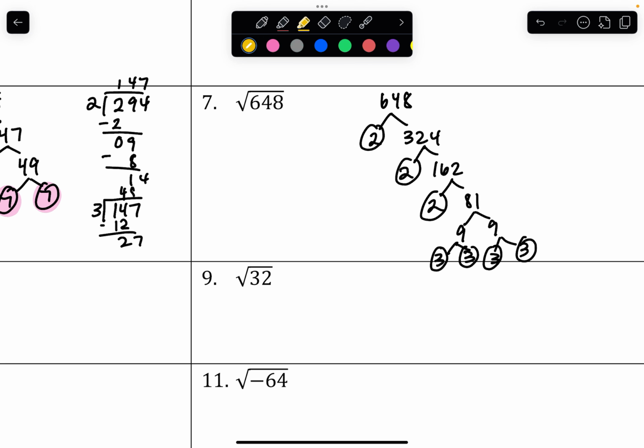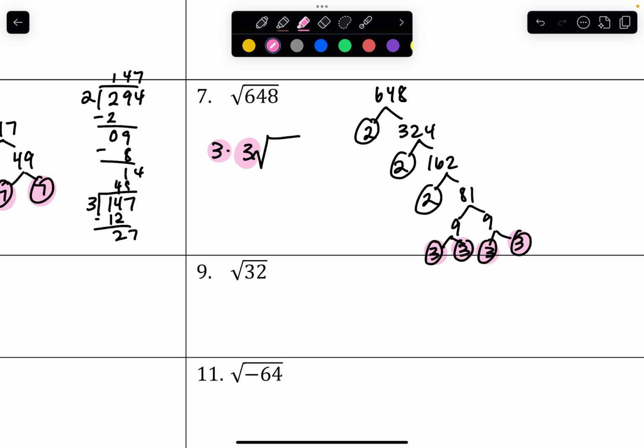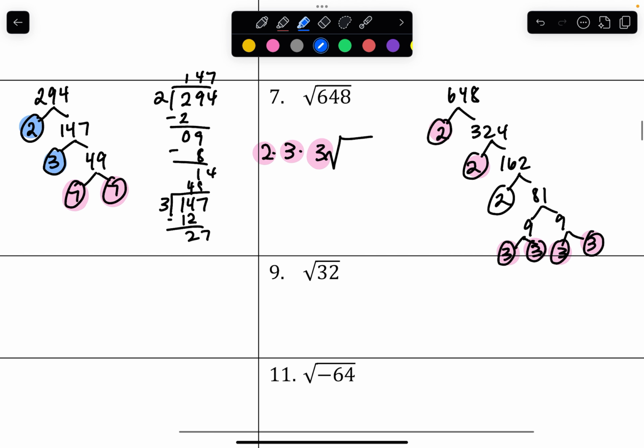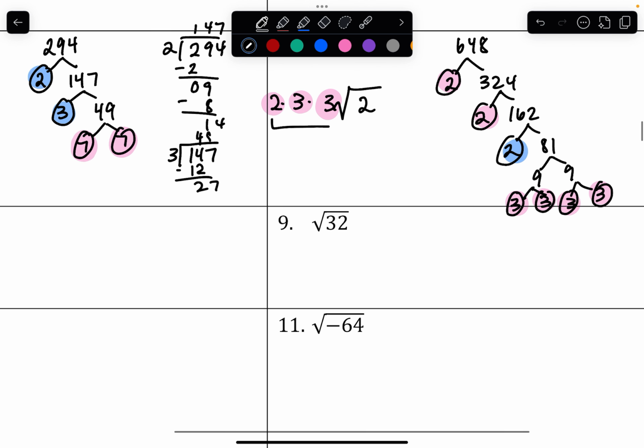Okay, and so I have a pair of 3s. So a 3 gets written outside. And then I have another pair of 3s. So a second 3 is going to be written outside. And then I also have a pair of 2s. So one 2 is written outside. And then we have one lonely 2 left behind. So he has to stay in the radical. And so multiply these numbers together. 2 times 3 is 6 times 3 is 18. So the final answer is 18 square roots of 2.